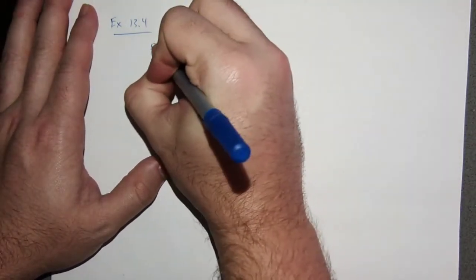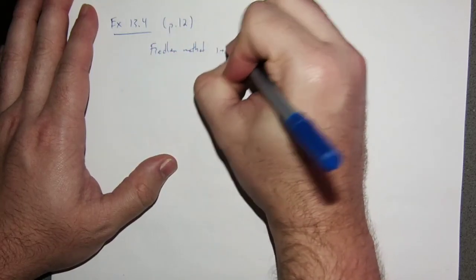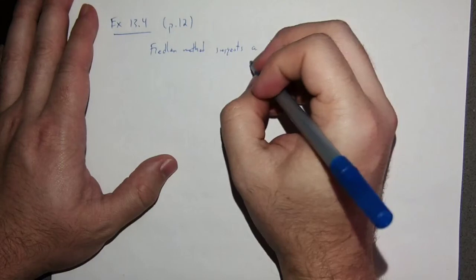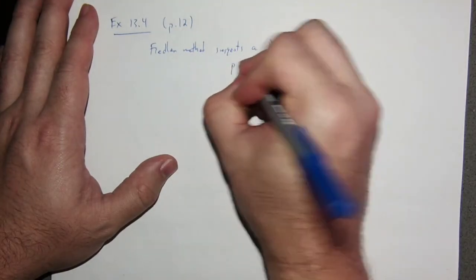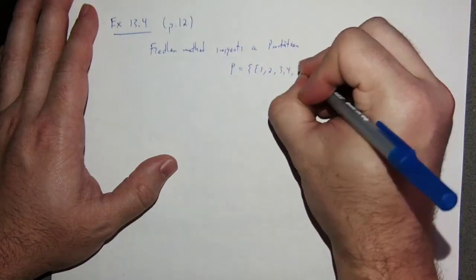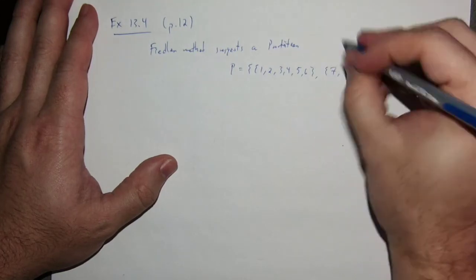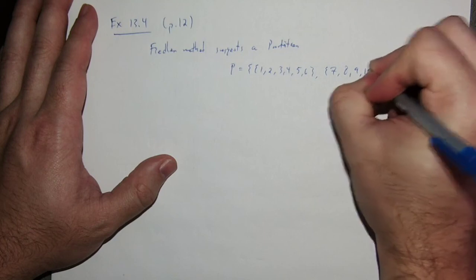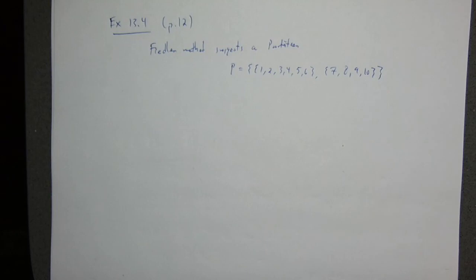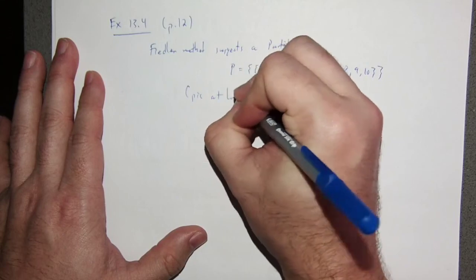So the Fiedler method suggests a partition, in this case, with the first 6 taken together, so 1, 2, 3, 4, 5, 6, and the remaining taken together, so 7, 8, 9, 10. And you can see what that looks like. The picture is at the bottom of page 13.